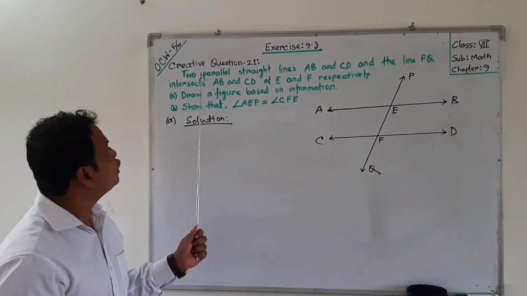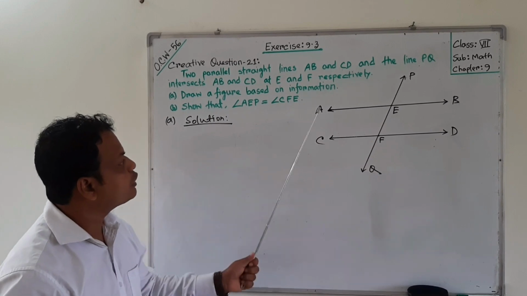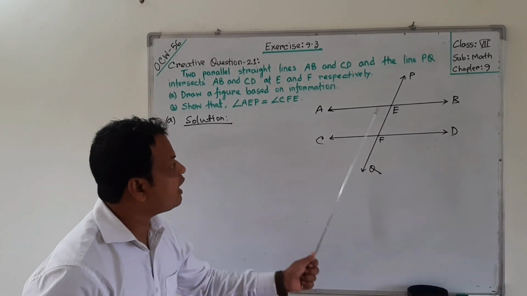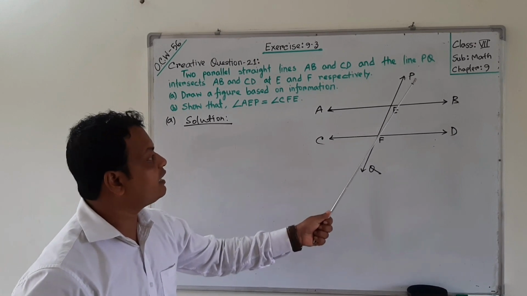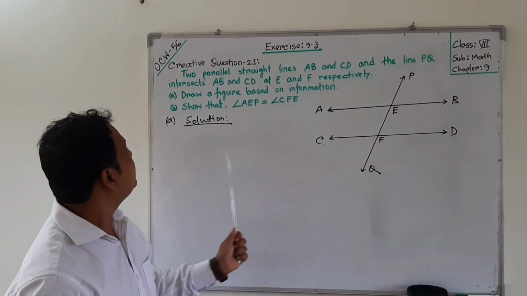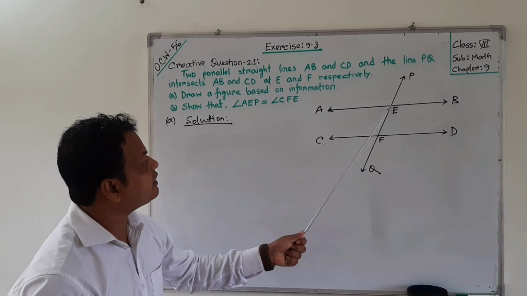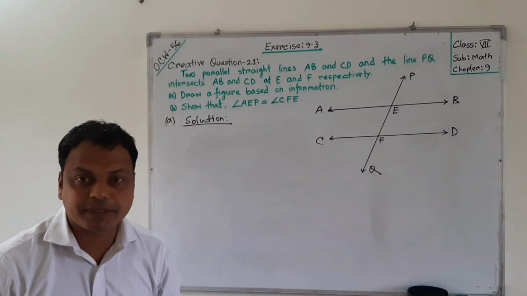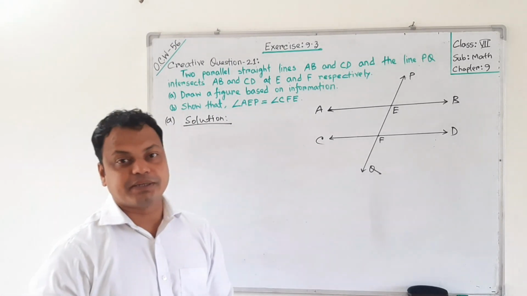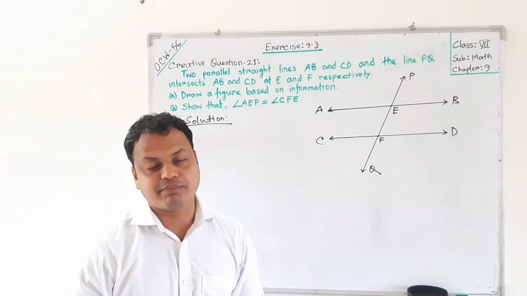I repeat: two parallel straight lines AB and CD, and another line PQ intersects AB at E and CD at F. So this is the figure from the given stem. I think all of you have understood the A number question.